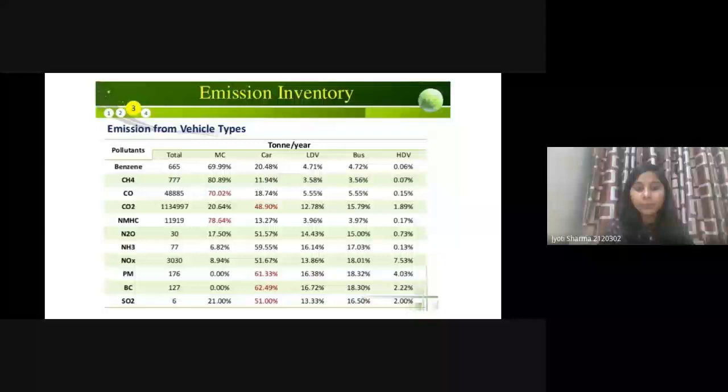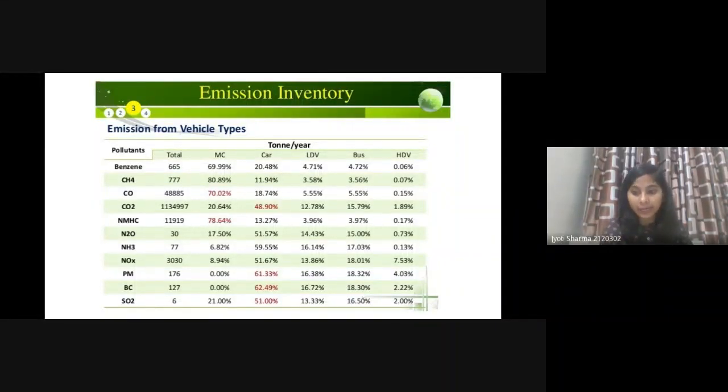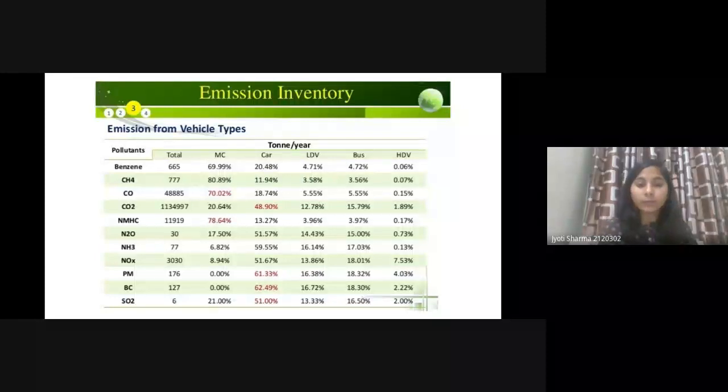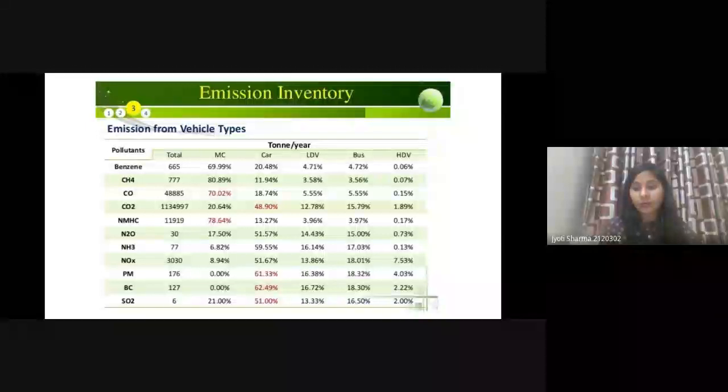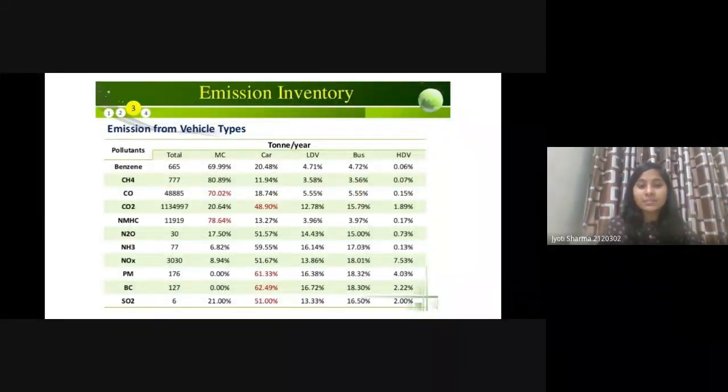For example, if you know that your car is releasing more carbon dioxide in comparison to a bus, then in the future you can introduce some incentives or innovative techniques or innovative engines in the car in such a way that you can reduce your emission from the car. So preparing such type of emission inventory is very important for us.